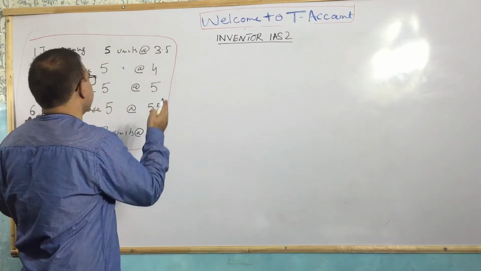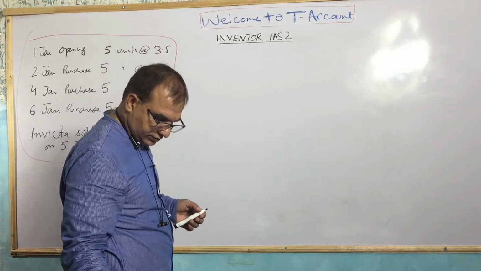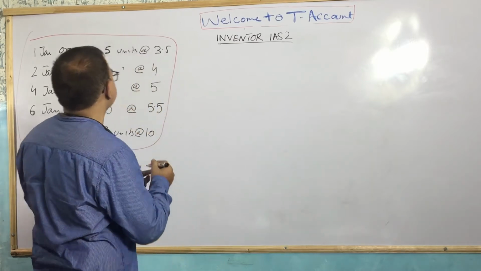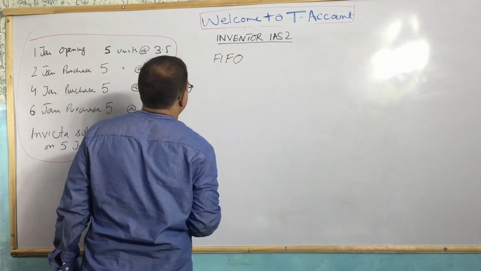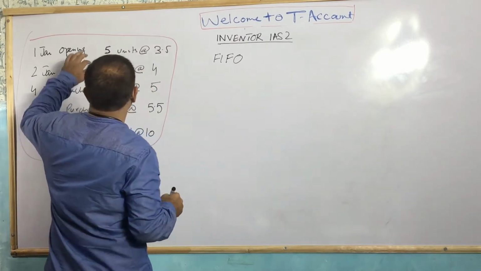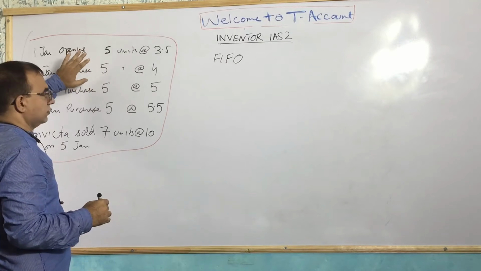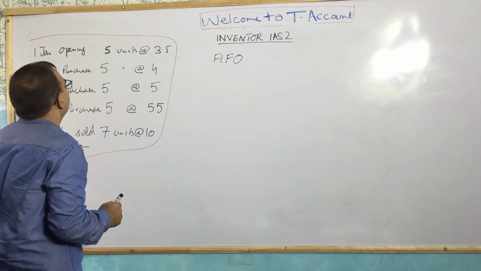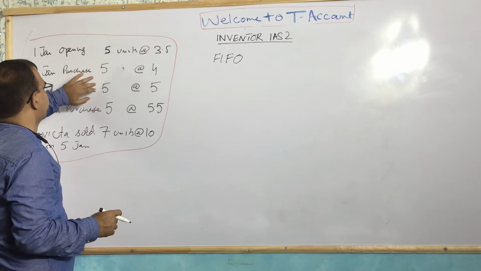Okay, using this data, we'll be calculating this valuation using 3 methods. First, we'll go through FIFO. The assumption for FIFO is that the oldest inventory will be utilized first. So 7 units sold, 20 we have total. 20 minus 7, we have 13 units in the inventory now.